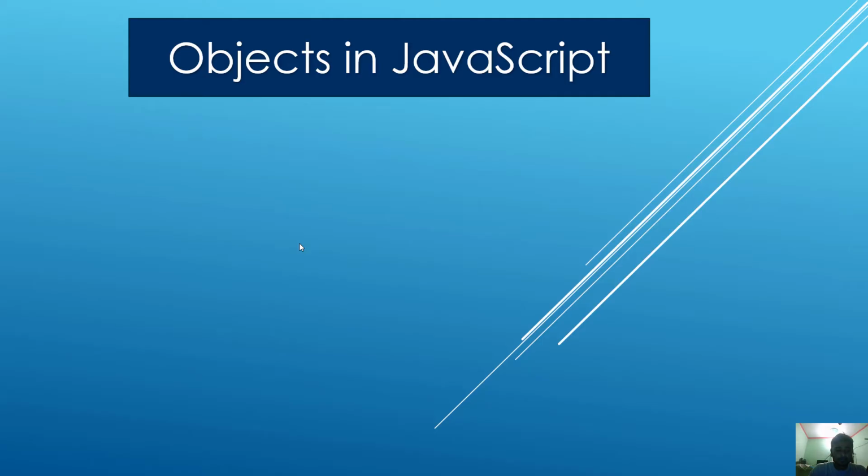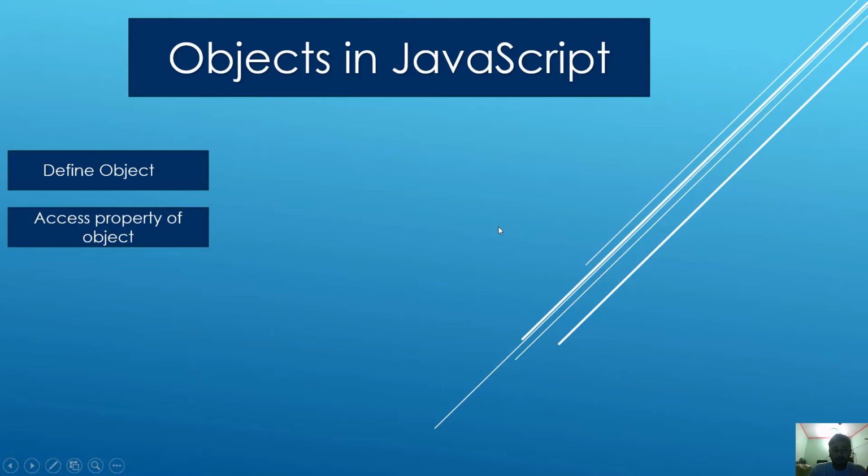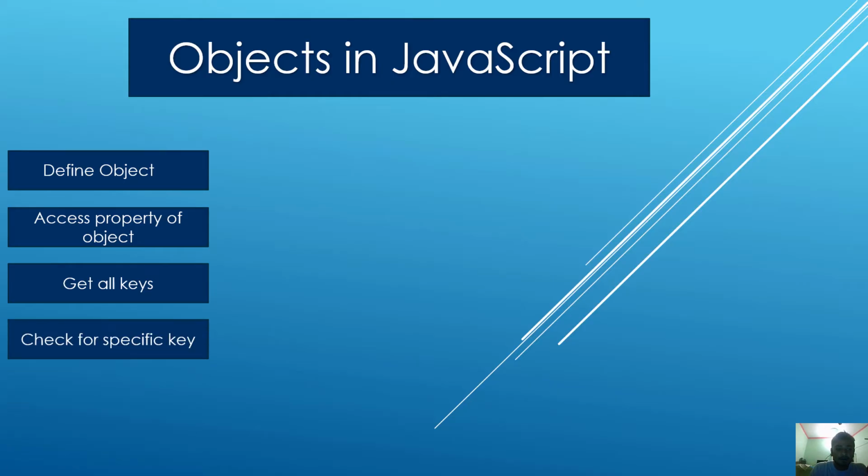Basically, in this video, I'll cover the following topics for the object: how can we define the object, how to access a property of the object, how to get all keys of an object. Suppose you define an object with some keys or some properties, how can you grab all of the keys at a time? Also, we'll check for a specific key, like does this specific key exist inside our object or not.